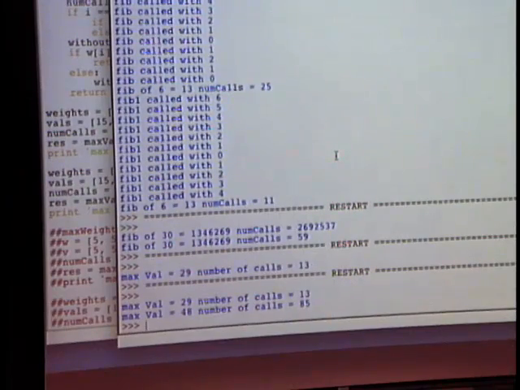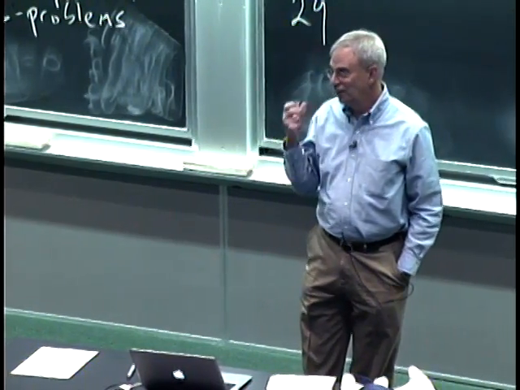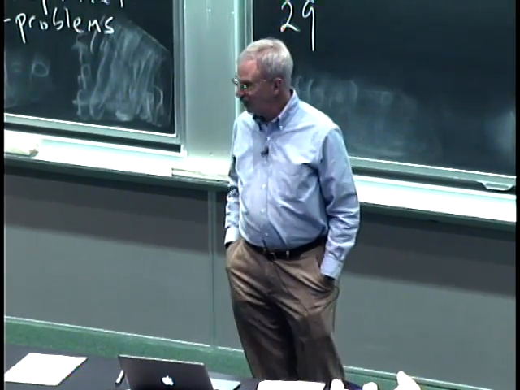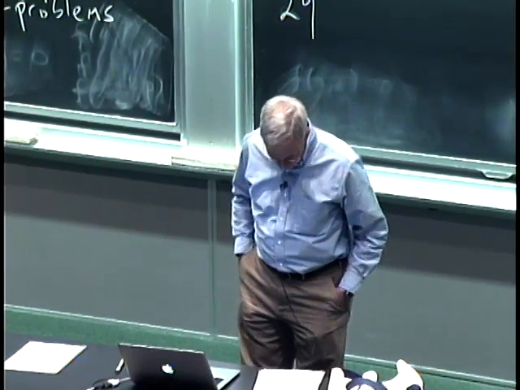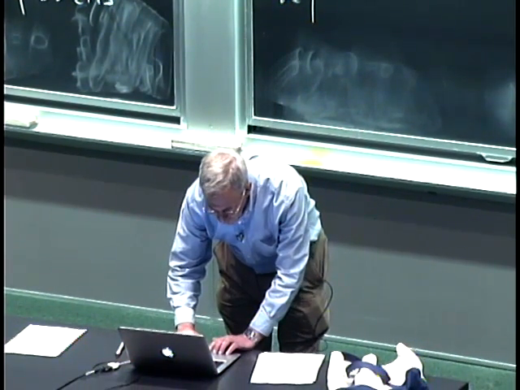Here, it gets a maximum value of 48 and 85 calls. So we see that I've doubled the size of the vector, but I've much more than doubled the number of calls. This is one of these properties of this kind of exponential growth. Well, let's be really brave here.